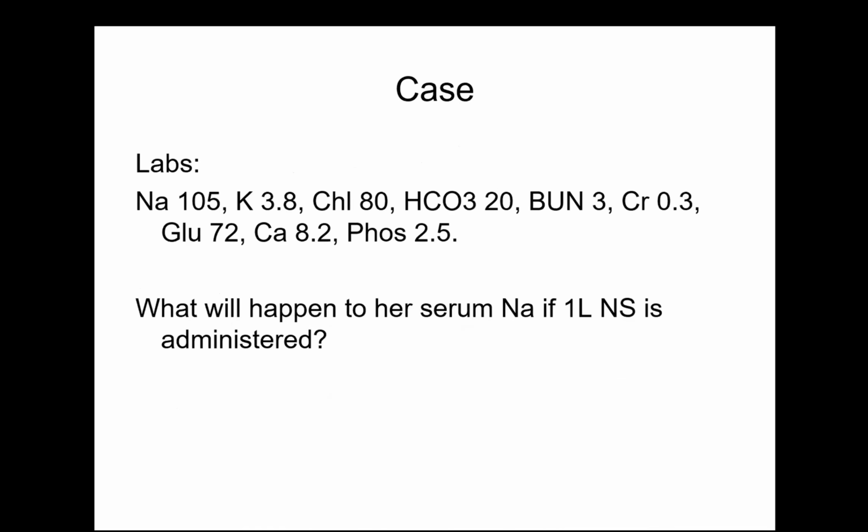And these are her labs. Sodium of 105, potassium of 3.8, chloride 80, bicarb of 20, BUN 3, creatinine 0.3, glucose is 72, calcium 8.2, and phosphorus of 2.5. So my question to everybody is, what will happen to her serum sodium if we give her a liter of normal saline?